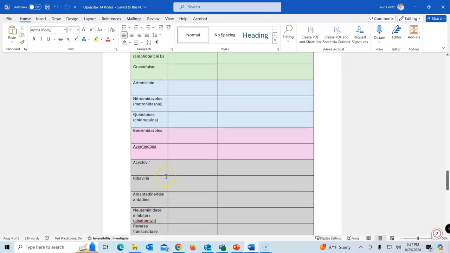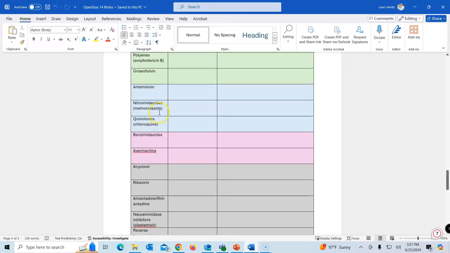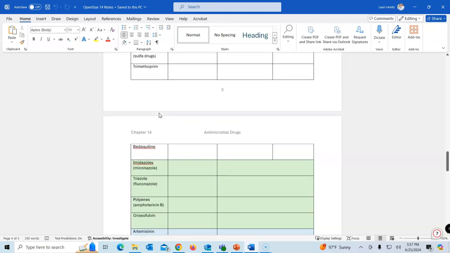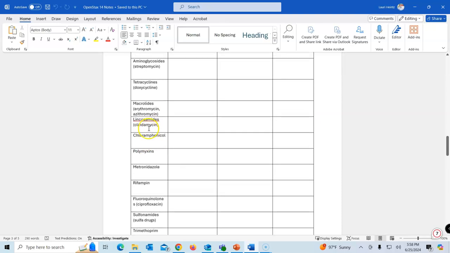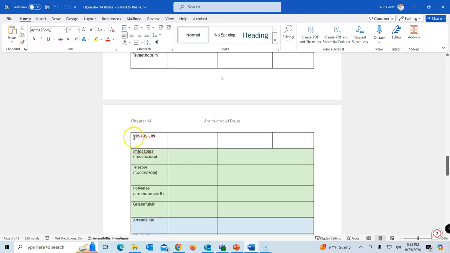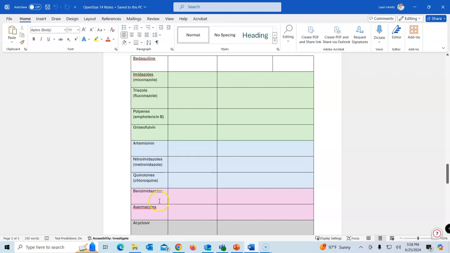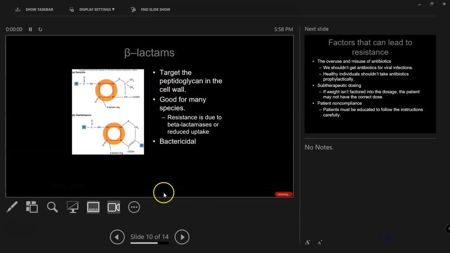There is some overlap, like metronidazole pops up both in the antiprotist and it's an antibacterial. It works against anaerobes, and so that does pop up in a couple different places. But most of the time, something that pops up in one place doesn't work against something else. All right, now coming back up over here.